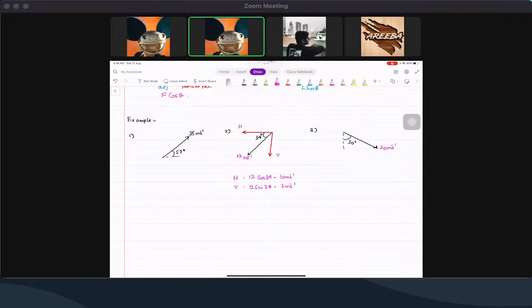Now what I want you people to do is complete the figure. You need to draw the vectors and find horizontal and vertical components, please. For 1? 1 and 3. Okay.